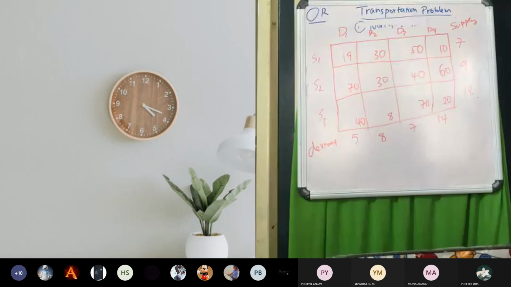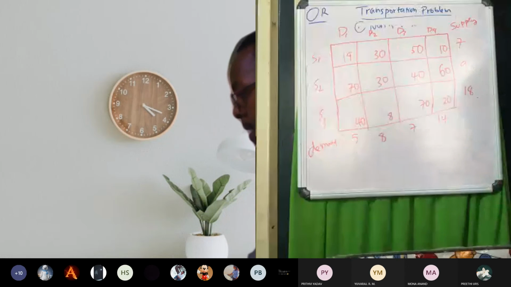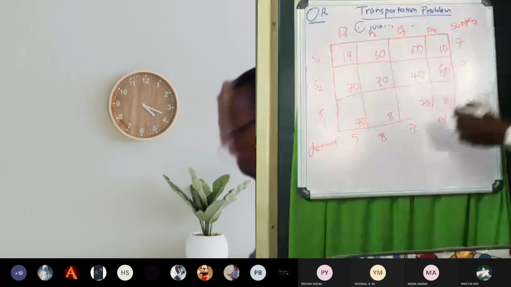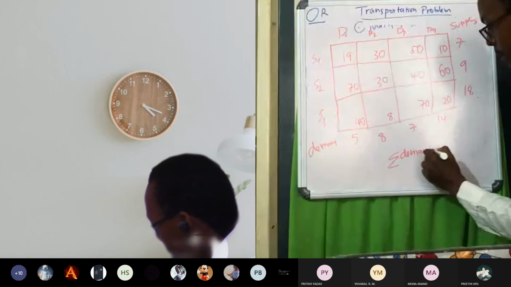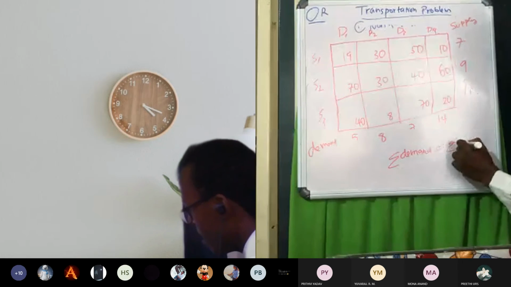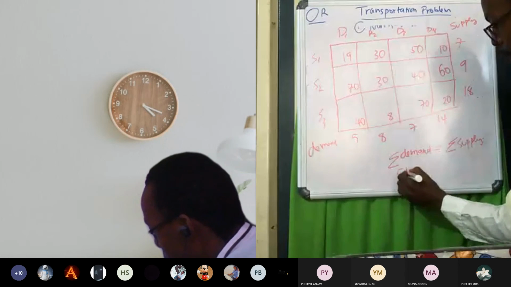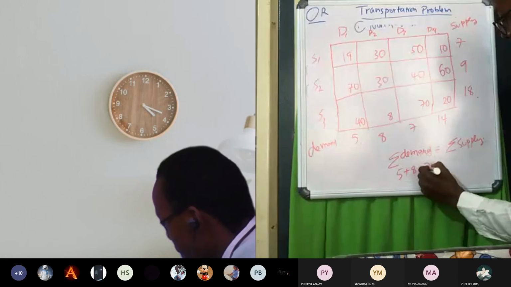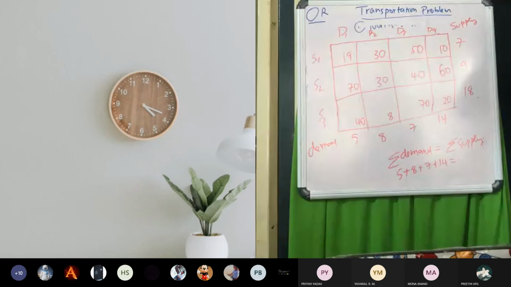When you have a problem like this, first you have to check if your problem is balanced. How do we check? You find the summation of demand, which should be equal to the summation of supply. Clear? The demand should be equal to the supply. So now let's calculate. 5 plus 8 plus 7 plus 14. What is the value?